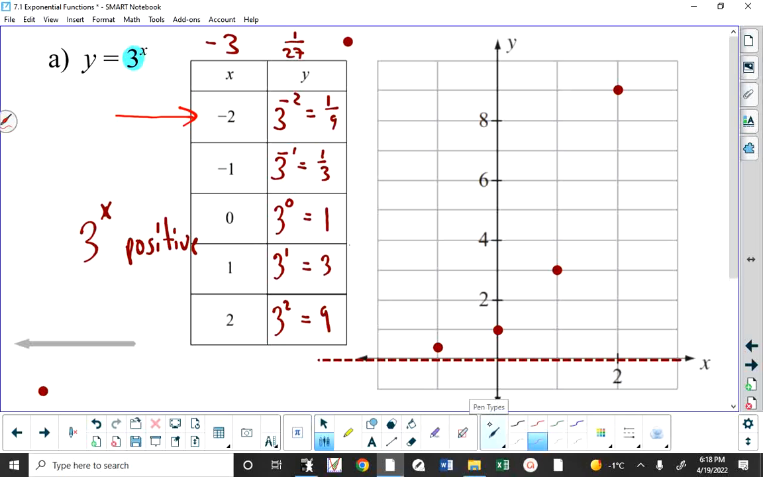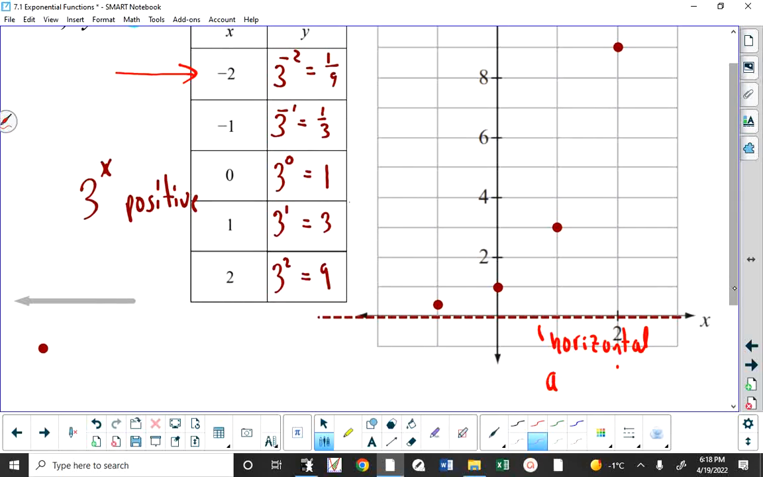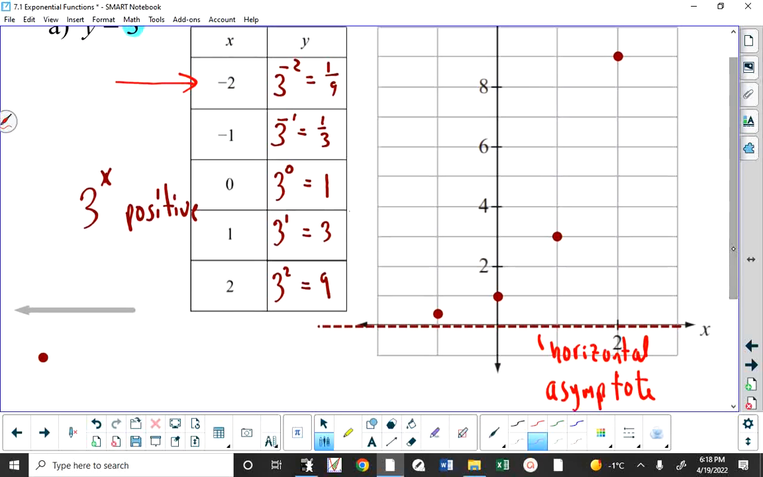And this is something that we call a horizontal asymptote. So this graph will have a horizontal asymptote. And I know that those of you that are in my calculus class right now have a really good understanding of that.